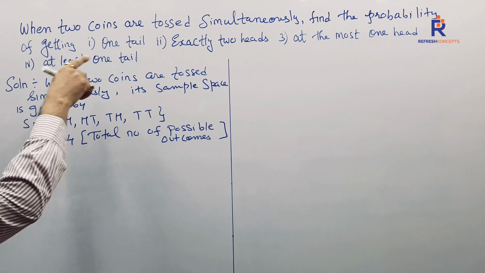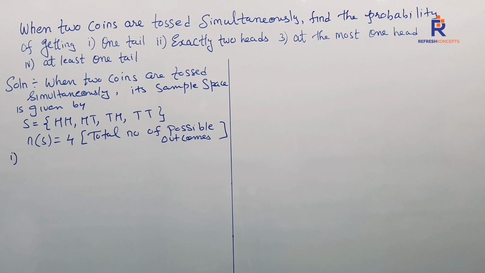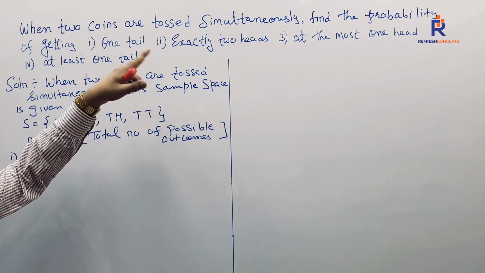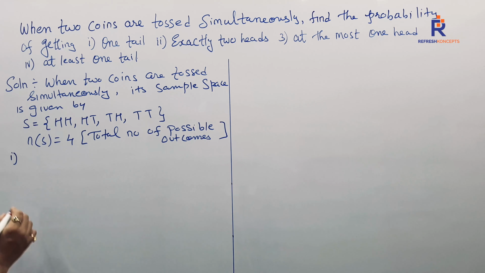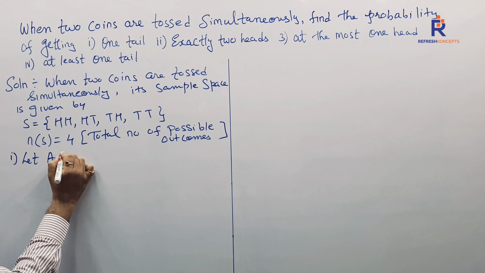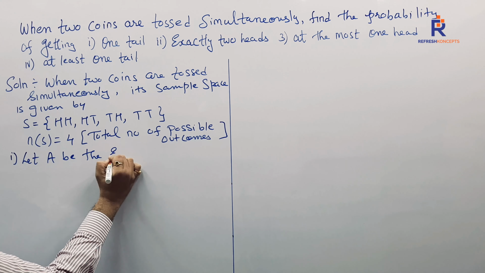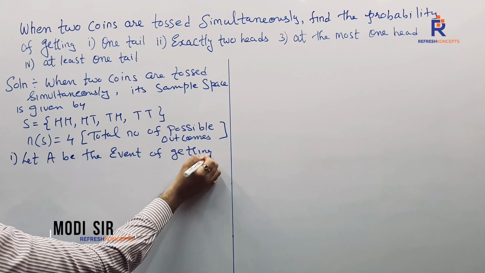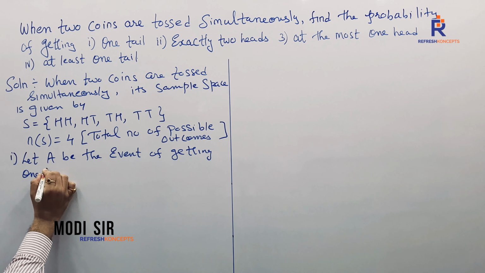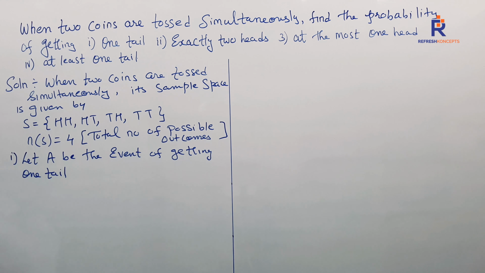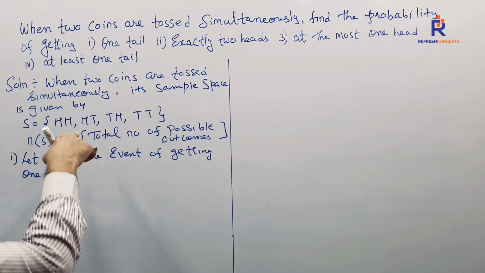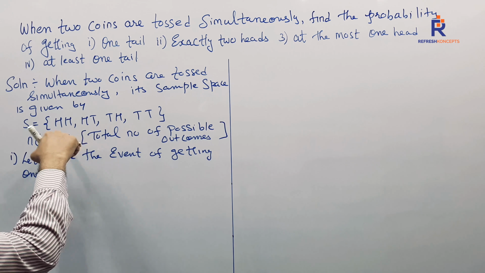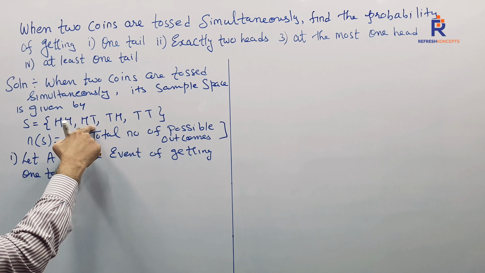Now let's start with the first one. What is the first event trying to say? It says find the probability of getting one tail. So we say let A be the event of getting one tail. Now, from the sample points in the sample space, which sample points am I supposed to take?